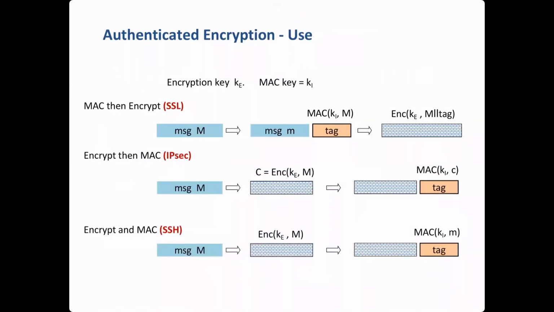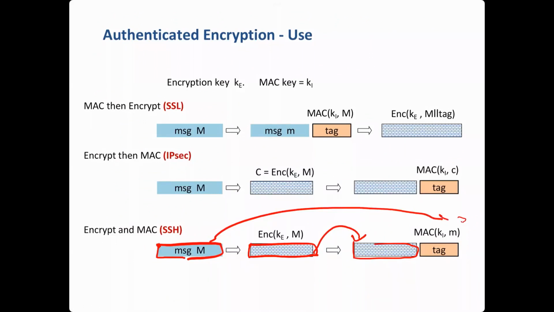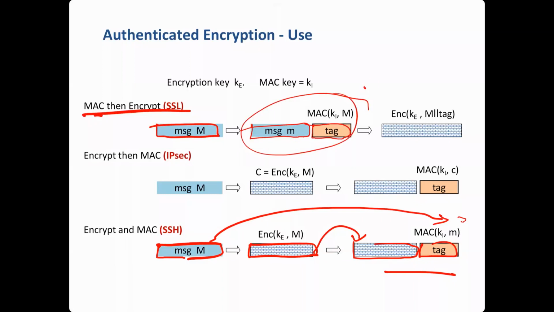So these are the three methods that we have seen earlier. First is encrypt and MAC. You take message M, encrypt it using key K1 or KE, whatever, and then you calculate the MAC from the original message M, attach it here and send it to the other end. Second method is MAC then encrypt. Sorry, take message M, get the MAC of that, and then encrypt the whole thing.